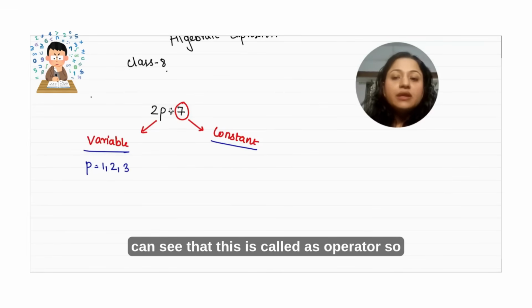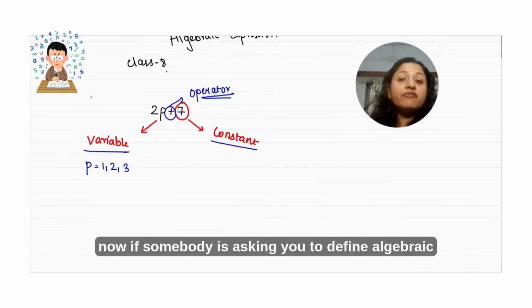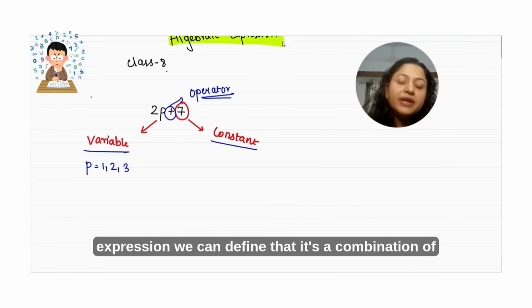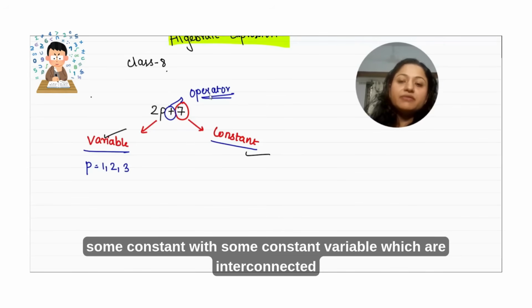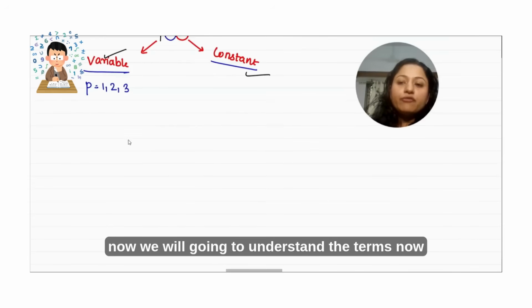And here we can see that this is called an operator. So that is a positive operator. Now, if somebody asks you to define algebraic expression, we can define that it's a combination of some constants with some variables which are interconnected with the help of some operators. Got it? Yes.